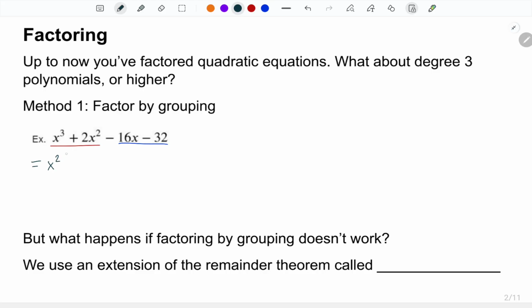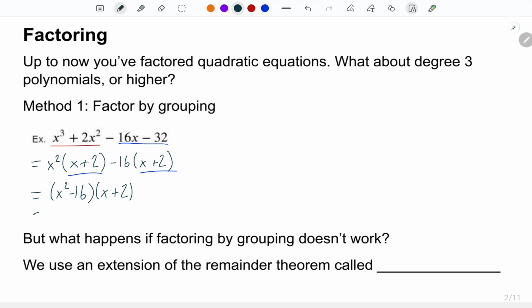So in the first pair, I can common factor out an x squared, and you're left with x plus 2. And in the second one, I'm going to take out a 16, and I'm also going to take out the negative, so minus 16, and you're left with x plus 2. When grouping works, the leftover parts after you common factor are going to match. So actually what you're doing is, in a sense, another common factor. So x squared minus 16 and x plus 2.